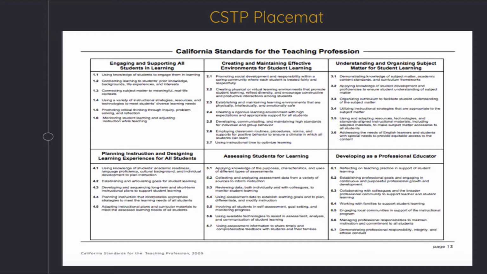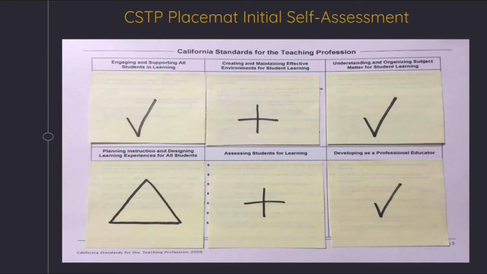While reading through the descriptors of each standard and element, teachers should reflect on their current teaching and identify evidence of practice aligned with each standard. As teachers reflect, they should begin to identify a standard that they will focus on developing during the school year. Using this placemat and post-it notes, teachers can do a quick overall self-assessment to determine the CSTP that they will use to conduct a more concentrated self-assessment.